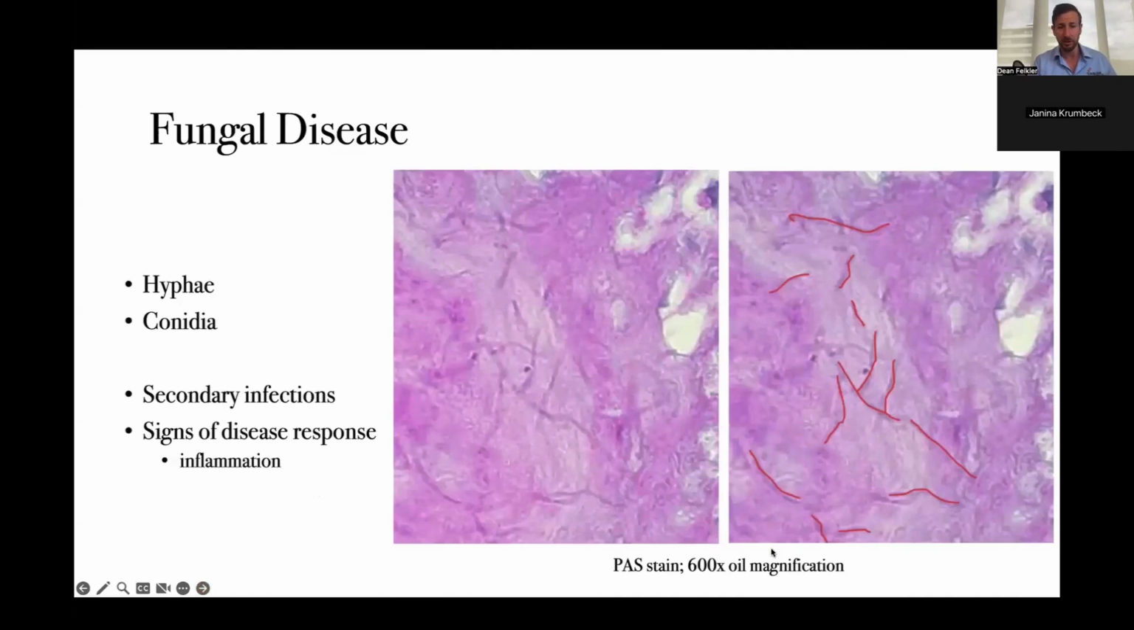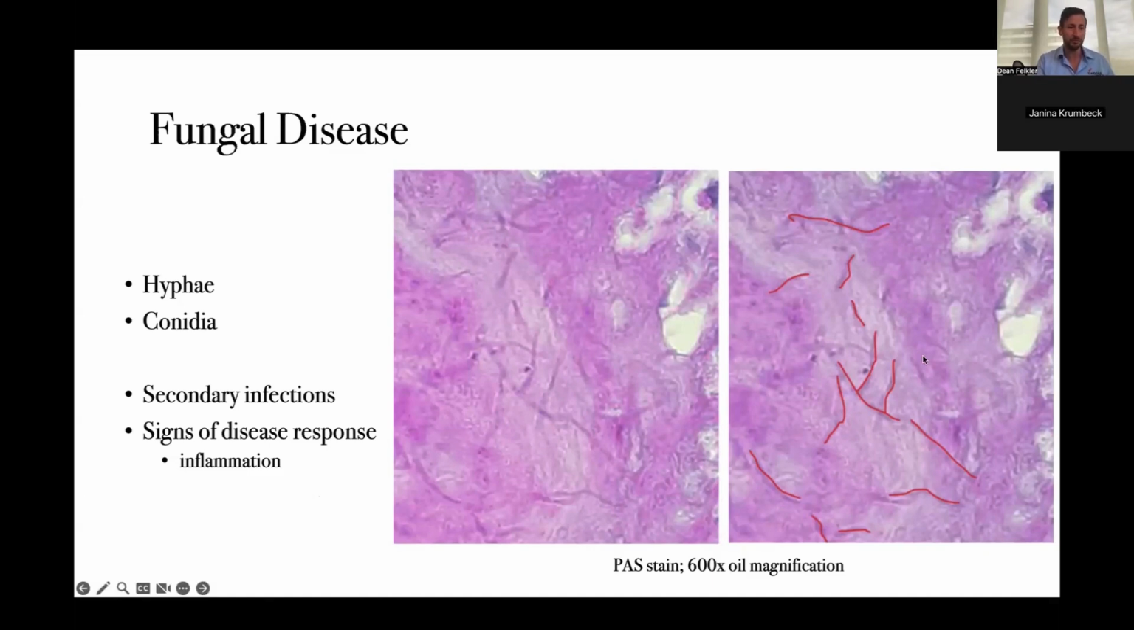And here's an example of what you see with histology. You want to be looking for hyphae and conidia. Hyphae are these long strands. I've just tried to highlight it a little bit better with the red lines, just because it's a little bit blurry, unfortunately. And conidia look a bit like inverted red blood cells, with the color the opposite way around.